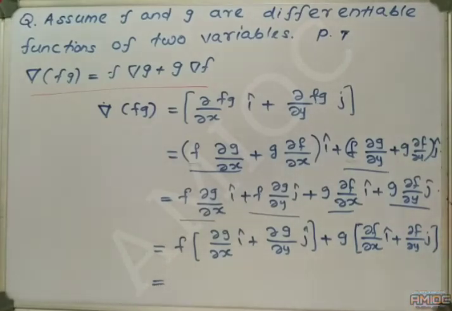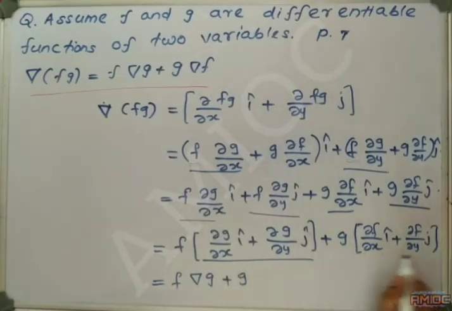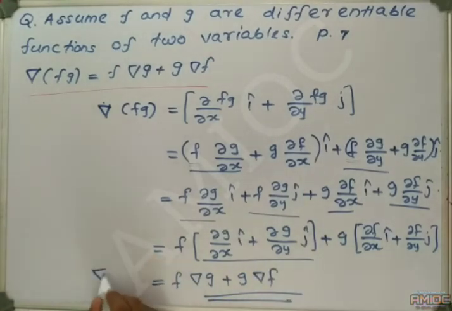That is equal to f into, what is this expression? It is the gradient of the function g. Therefore, f del g plus g into this expression, which is gradient of f, del f. Therefore, the gradient of fg is given by f into gradient of g plus g into gradient of f. This rule is called the product rule for gradient function.